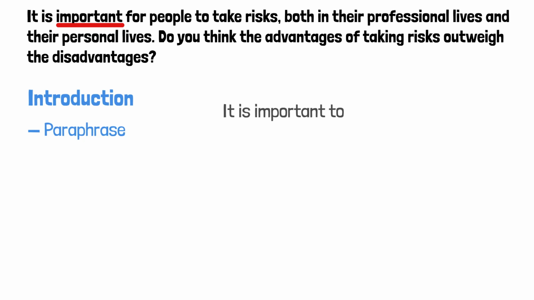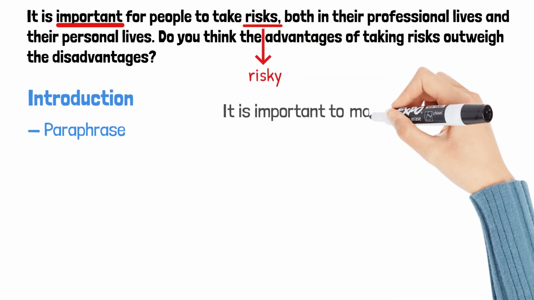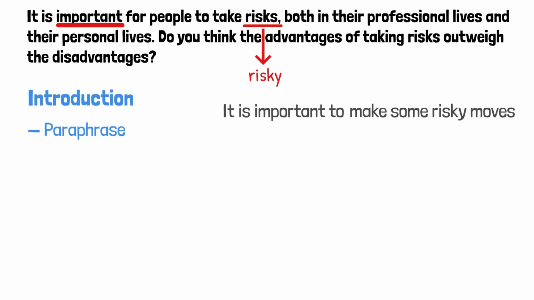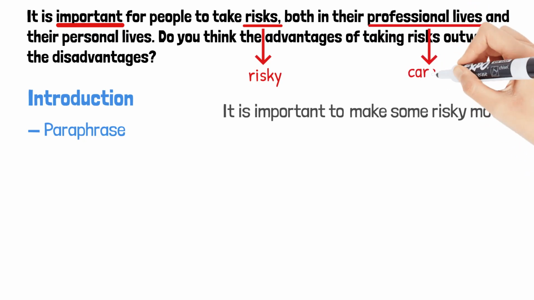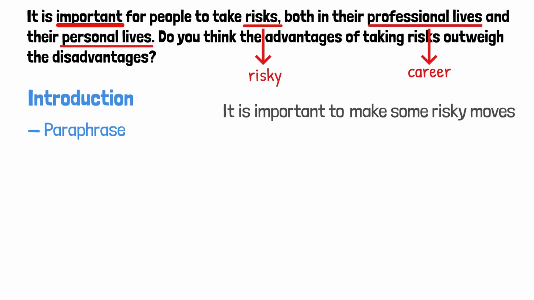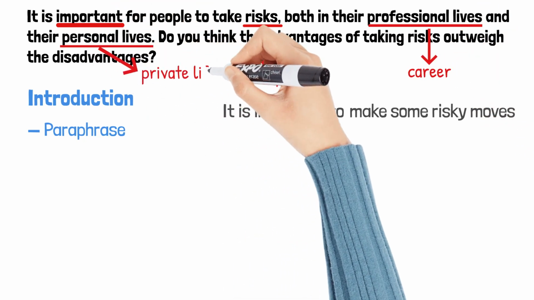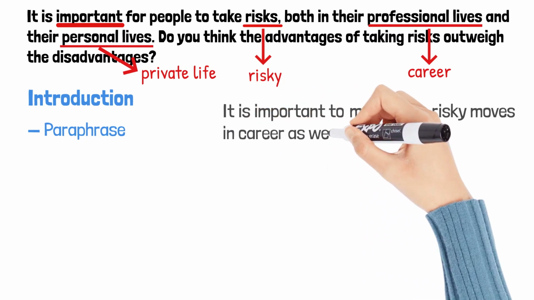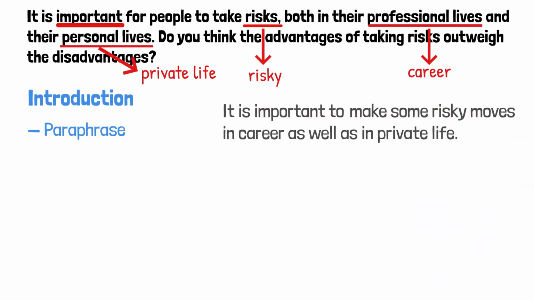Even though changing the word form doesn't work for important, it works for risks. We can use the adjective risky. It's important to make some risky moves. In terms of professional lives, we can instead use career, and as for personal lives, we can instead say private life. In career as well as in private life.